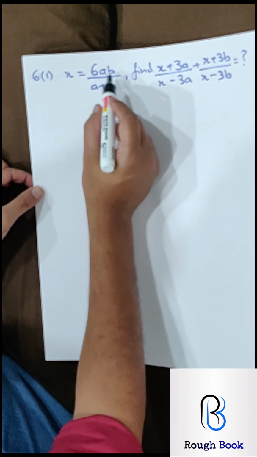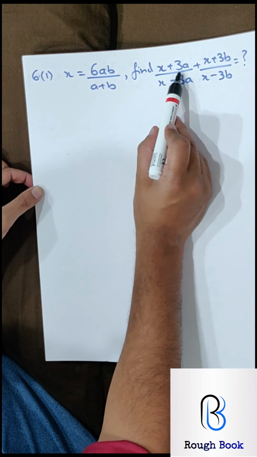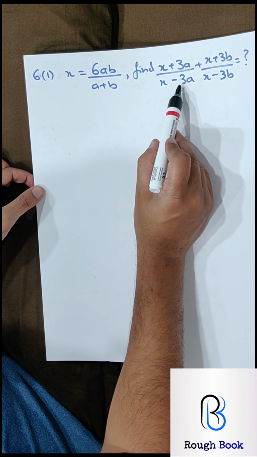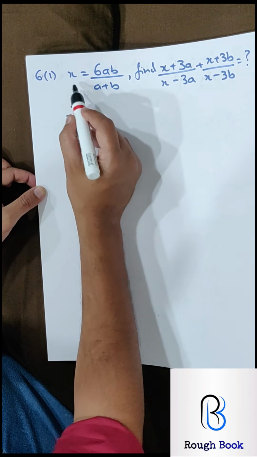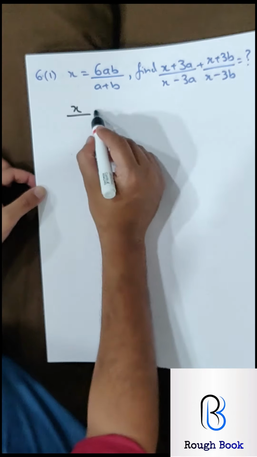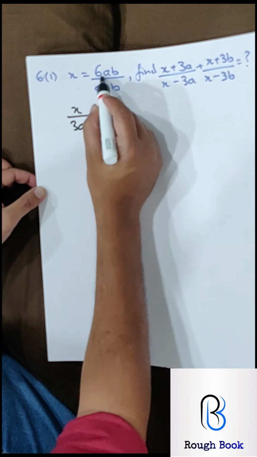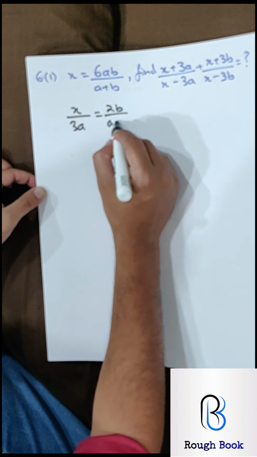So we start from here and we try to create the first part, x upon 3a. Then componendo dividendo, I can get this. This is purely componendo dividendo. So to get 3a in the denominator, I keep x, and from this 6ab, I borrow 3a down. So what is left is 2b. When I cross multiply, I get this again.